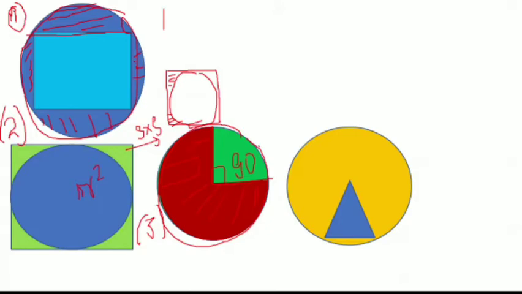The area of the red portion will be the area of the circle, which is pi r square, minus the area of the sector or segment. This I'll tell you further. Before that, I'm just giving you the hint of how you can find the areas.